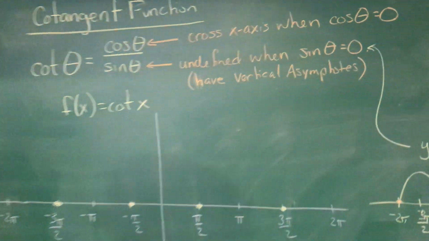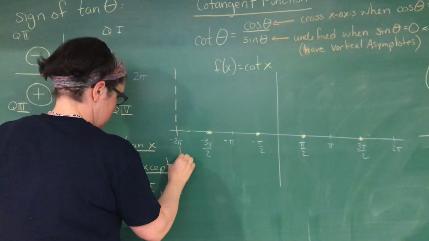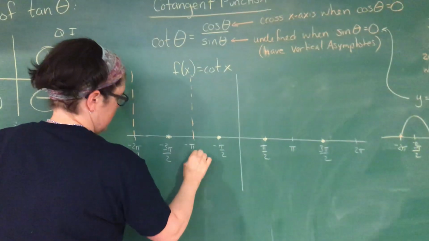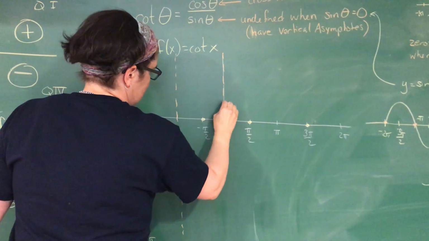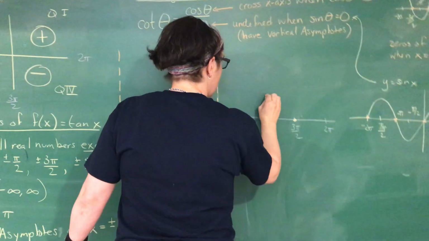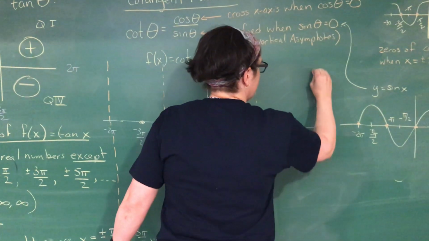Okay, so our vertical asymptotes, we're going to have one at negative 2 pi, negative pi, 0, so I have one right along the y-axis, positive pi, and positive 2 pi.